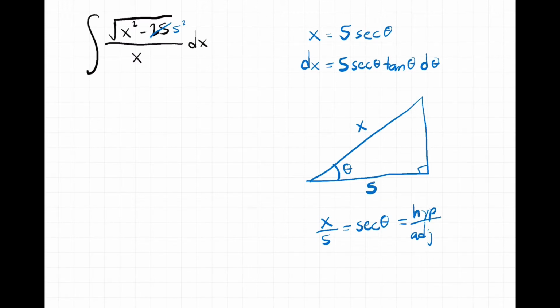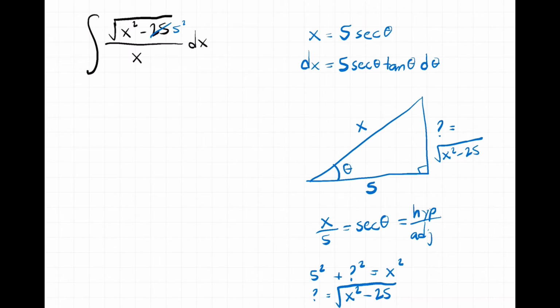Now we can use the Pythagorean theorem to work out what the final side is. We'll put a question mark here, and we know that 5 squared plus question mark squared equals x squared. If I solve for that question mark, we'll end up with x squared minus 5 squared, which is 25, and take the square root of that. So guess what? That square root of x squared minus 25, the same radical that is appearing in our integral, actually appears as one of the sides of this triangle.